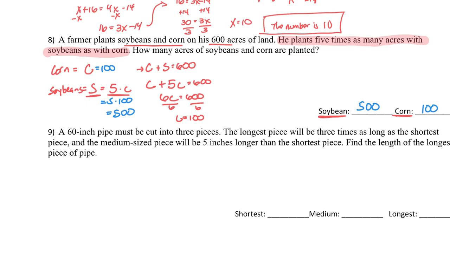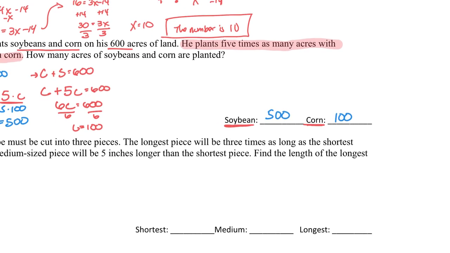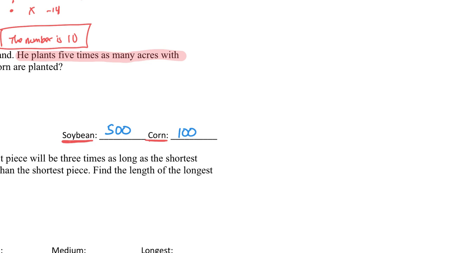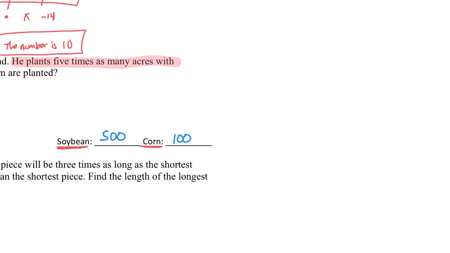Now, what if we don't want to do equations? What if we don't want to have to sit there and come up with variables and everything like that? Let's just make a table and let's see what happens. So we've got corn, soybeans, and the total. Now we know that corn to soybeans, it's 5 times as much.